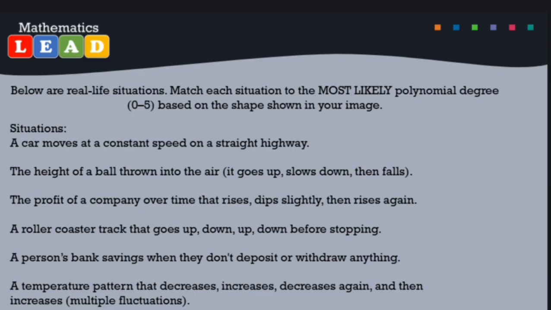Next, the height of a ball thrown in the air: it goes up, slows down, then falls. Third, the profit of a company over time that rises, dips slightly, then rises again. Fourth, a roller coaster track that goes up and down before stopping. Fifth, a person's bank savings when they don't deposit or withdraw anything. And lastly, a temperature pattern that decreases, then increases, with multiple fluctuations.